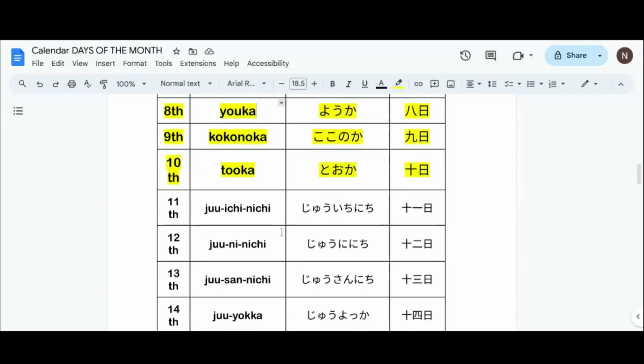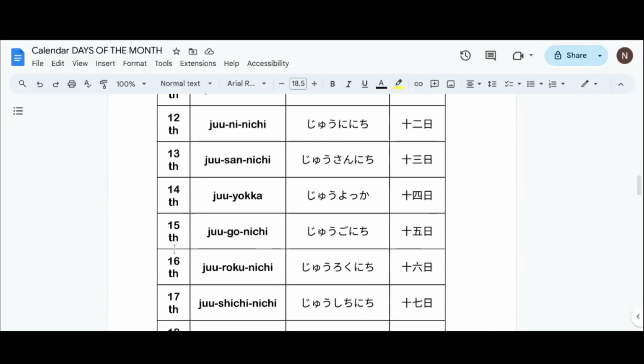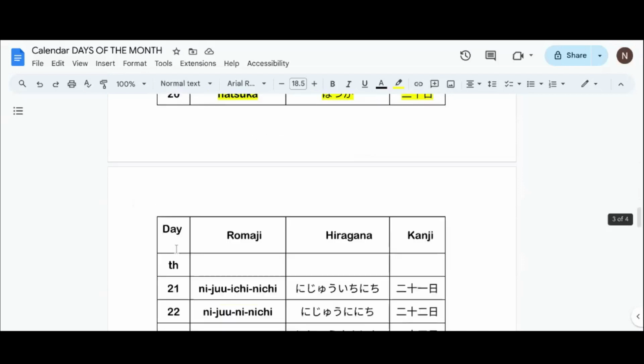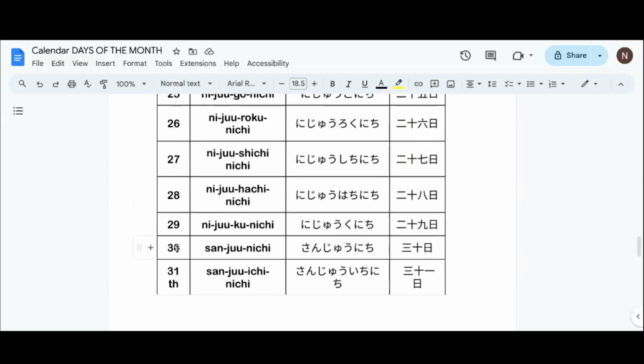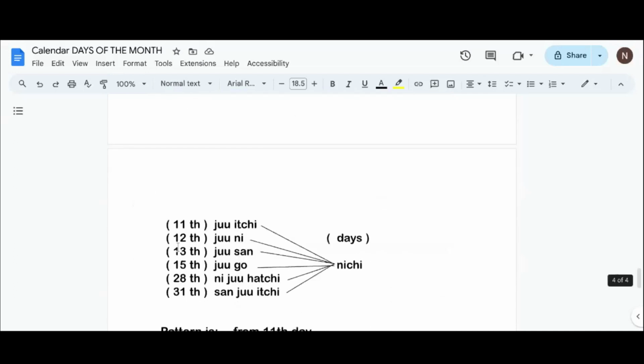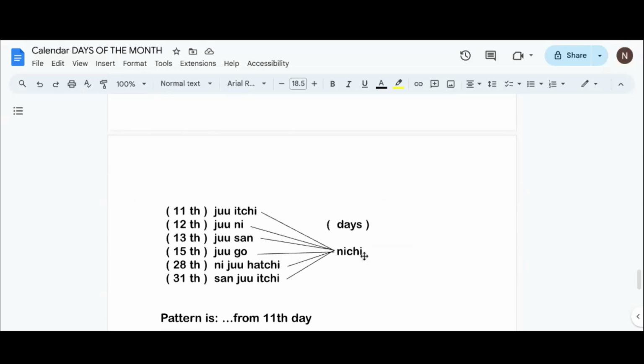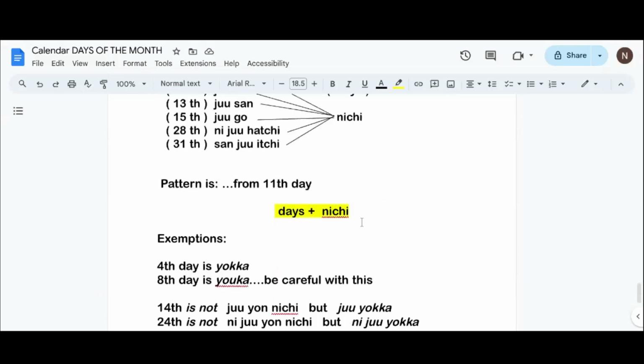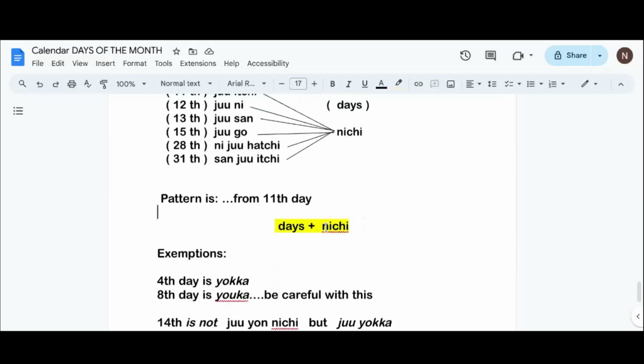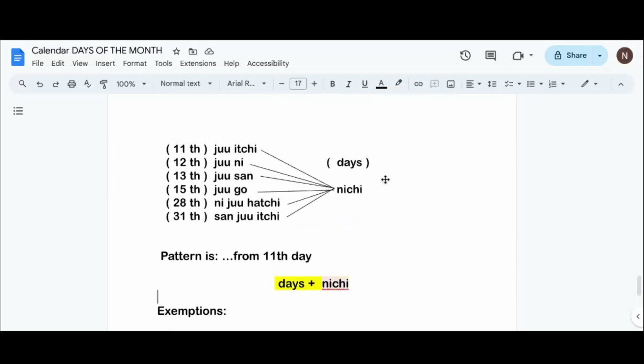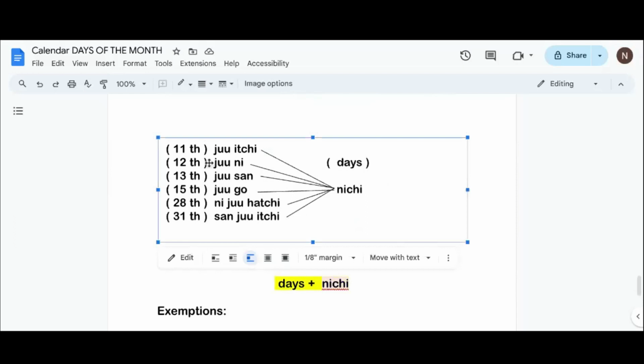But from the 11th up to 31, just add nichi. This nichi means the days. So from the 11th, again, start with ichi. So juichi nichi, the 11th day.